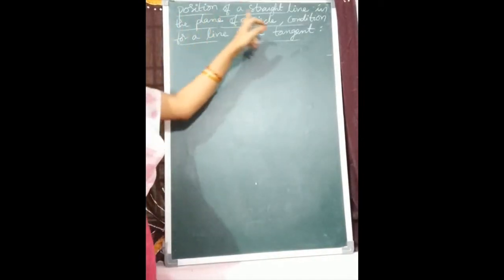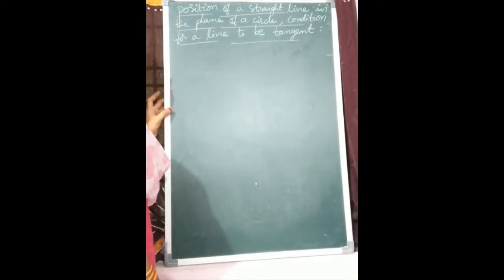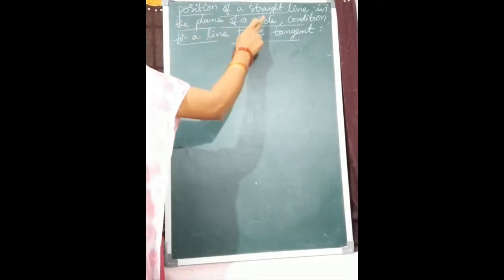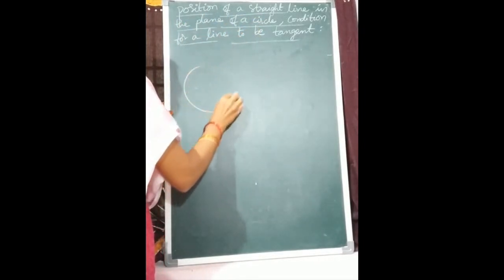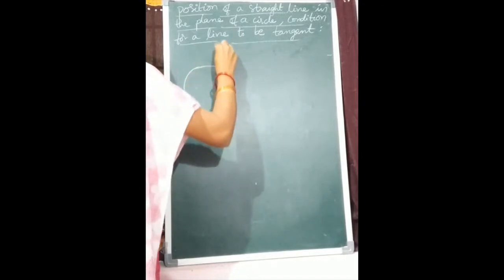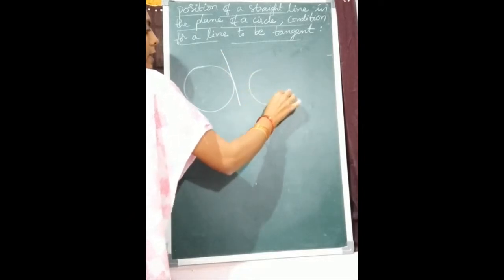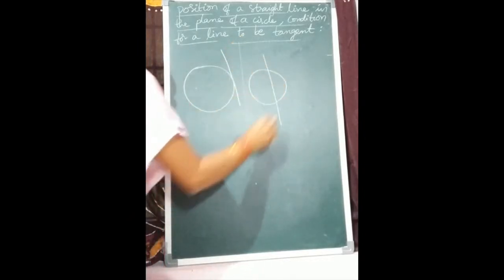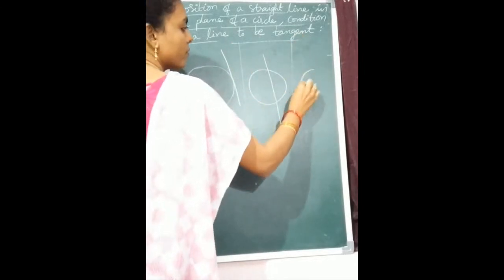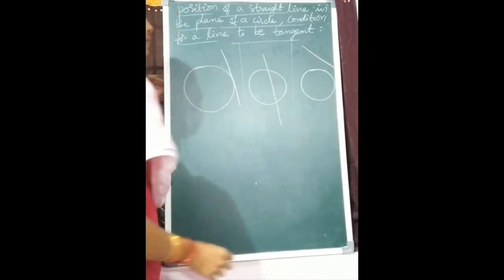So, position of a straight line. We have already discussed the position of a point. Now we have to discuss the position of a straight line. Here also there are 3 cases: a line which touches the circle, a line which meets the circle at 2 points, and a line which does not meet the circle.